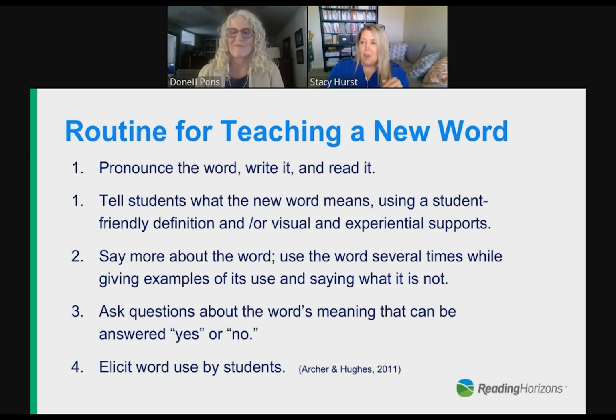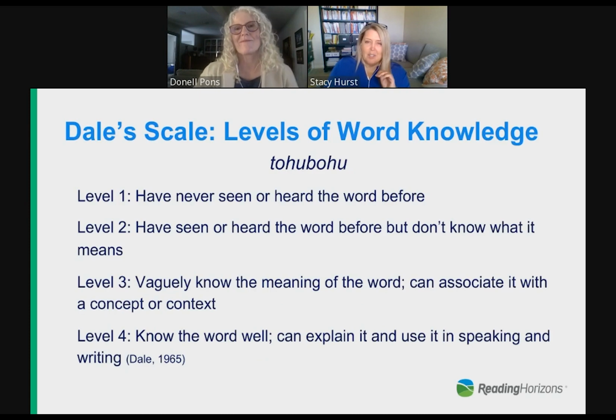So let's do this. We're going to start with something called Dale's scale. I love it because it's super easy to remember, because Dale and scale rhyme. But Edgar Dale was a researcher clear back in 1965. He was focusing on levels of word knowledge. So I'm going to ask you to take a quick assessment. Don't worry, you don't need to study for this.